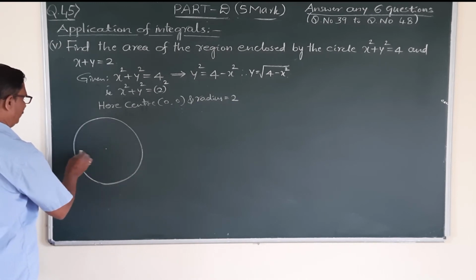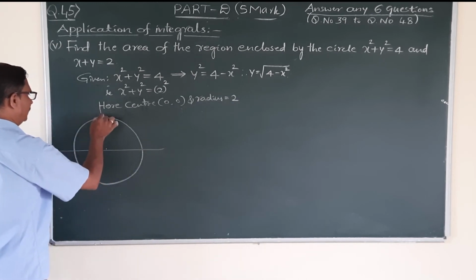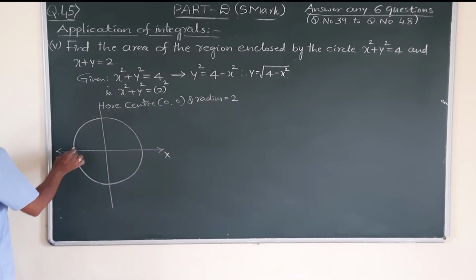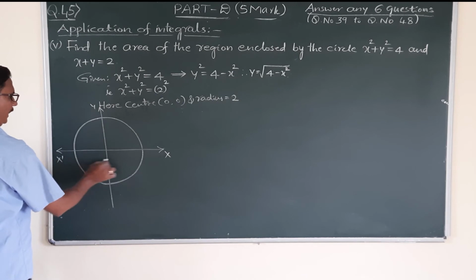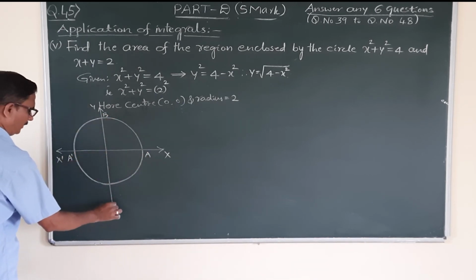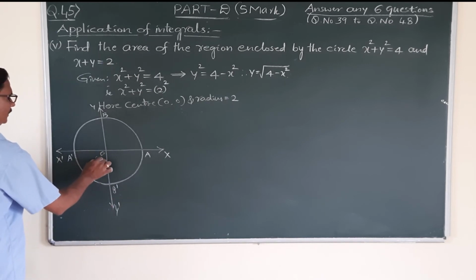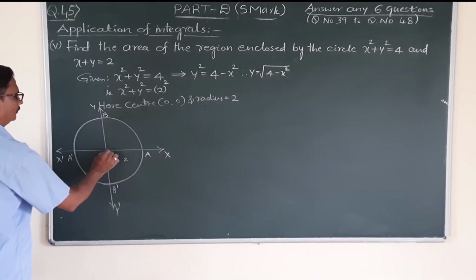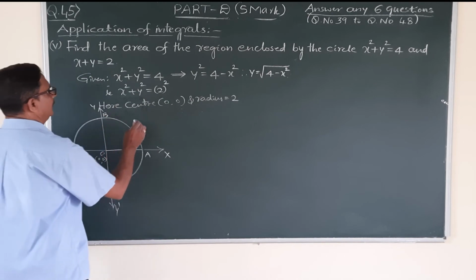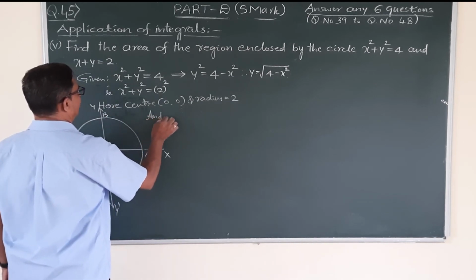The circle with center at origin. The circle cuts the x-axis at A dash, y-axis at B dash. Center is at origin. What is the radius of the circle? Radius is 2. OA is 2. Right. And the line.